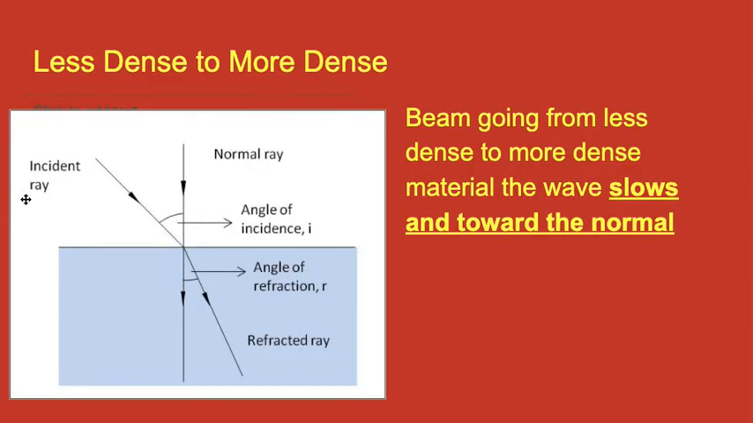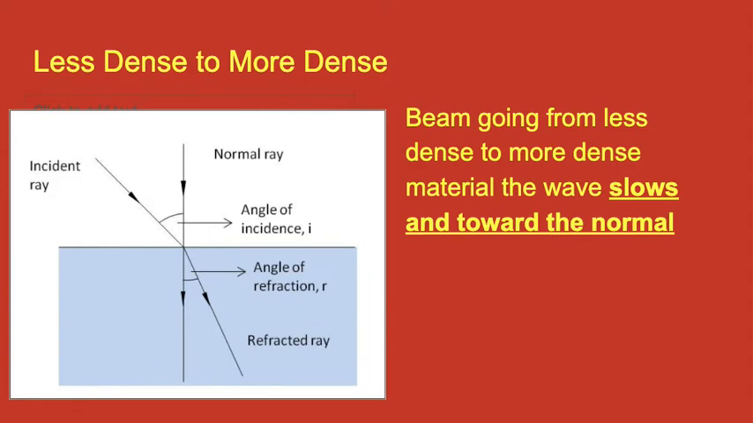On the other hand, if the beam is going from a less dense material, like air, to a more dense one, like water, then the wave will slow down and it will bend towards the normal. So here we have the normal, right? The light comes in, and if it was traveling straight, it would normally go like so. But because it slows, it bends down closer towards the normal.